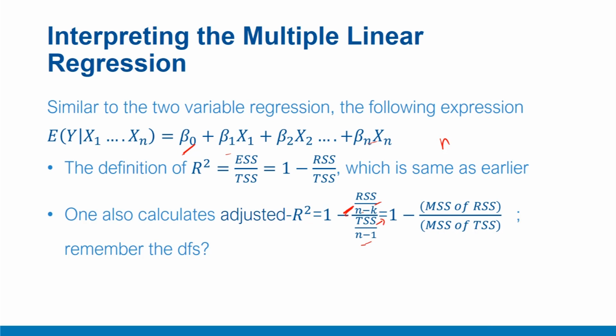So I repeat, RSS upon n minus k, where residual sum of squares has n minus k degrees of freedom, where n is the total number of observations in the sample and k is the number of coefficients from beta 1 to beta n, and TSS divided by n minus 1 degrees of freedom, where n is the total observations. These are often referred to as the mean sum of squares of RSS, that is residual sum of squares, and the mean sum of squares of TSS, that is total sum of squares. Now, these n minus k and n minus 1 are called degrees of freedom. Please notice this adjusted R square is a very interesting entity here.